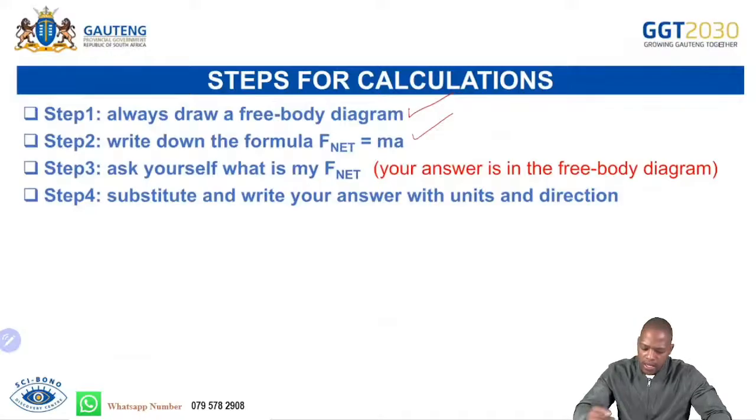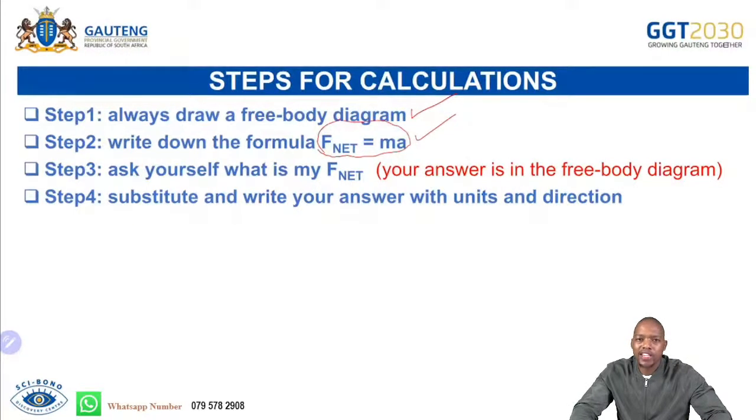And there is nothing as simple as just taking a formula from the formula sheet, which we talked about at the beginning of the lesson. We said we are going to focus on that. It's always given at the back of your question paper. F net is equal to MA. It's a matter of just taking it from there and writing it, and you get marks for it.